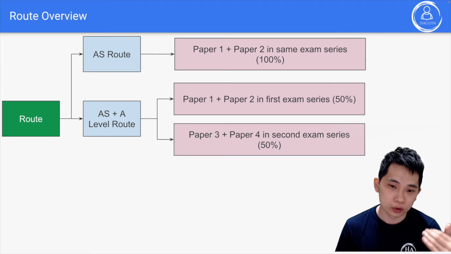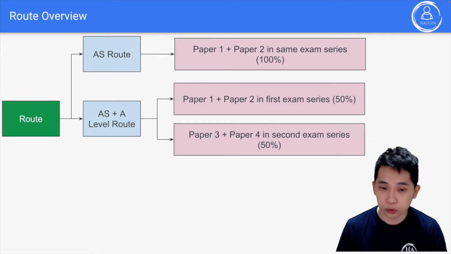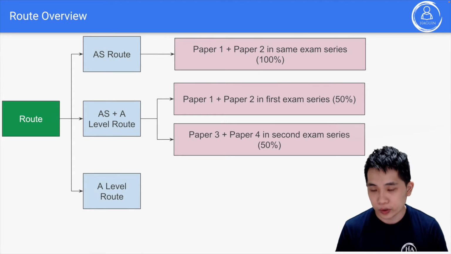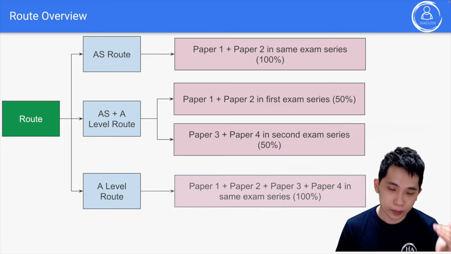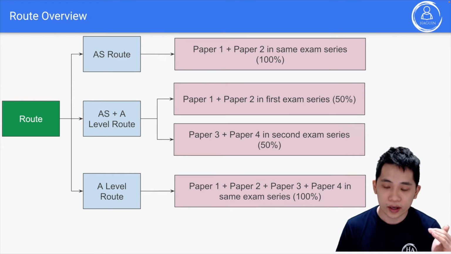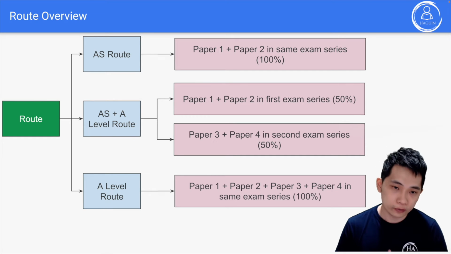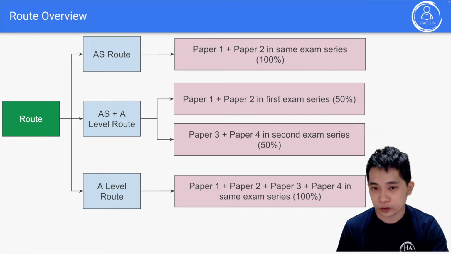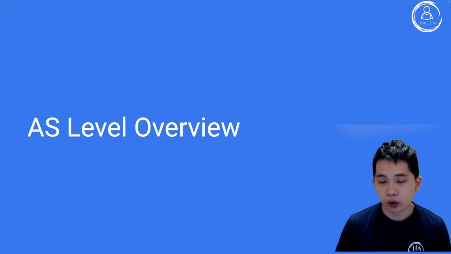The first year you'll be doing paper 1 and paper 2, and the second year you'll be doing paper 3 and paper 4. The third route that you can take is the A level route, which is just taking paper 1, paper 2, paper 3, and paper 4 in one exam series. This is going to be 100% of your whole A level. For our video, we'll be focusing on the AS route, so let's go into the AS level overview.